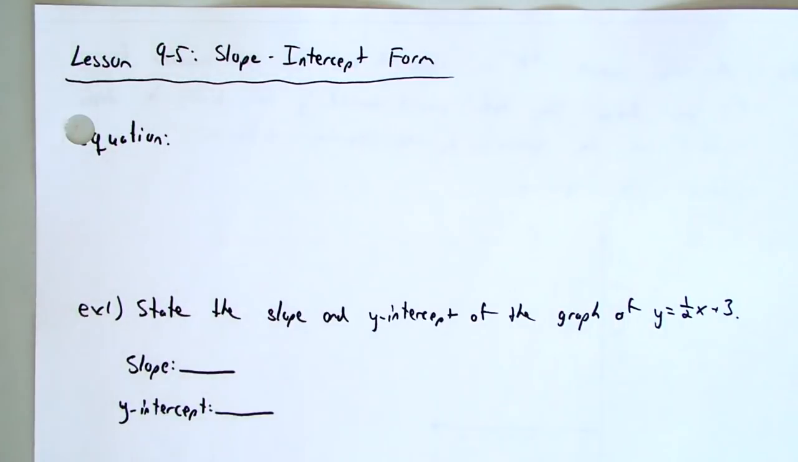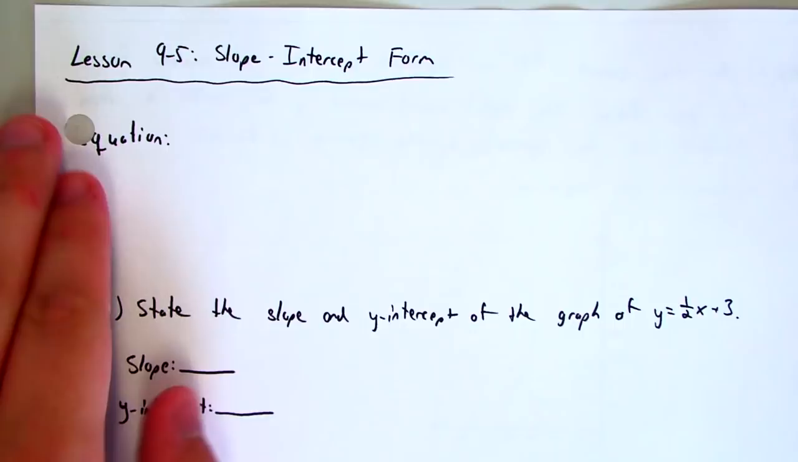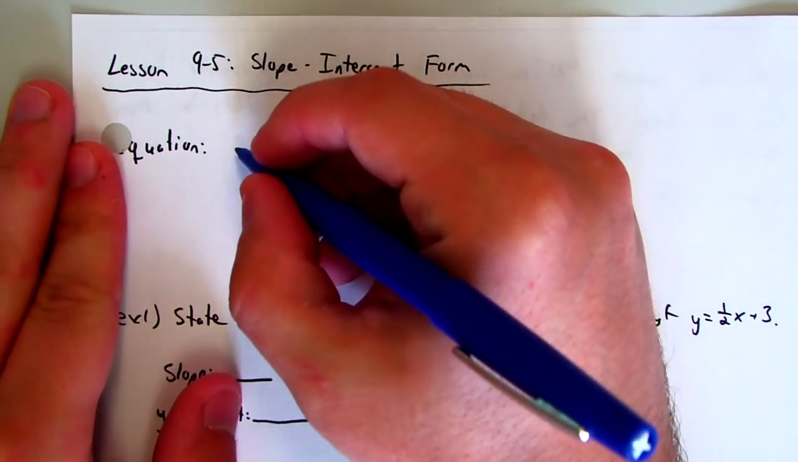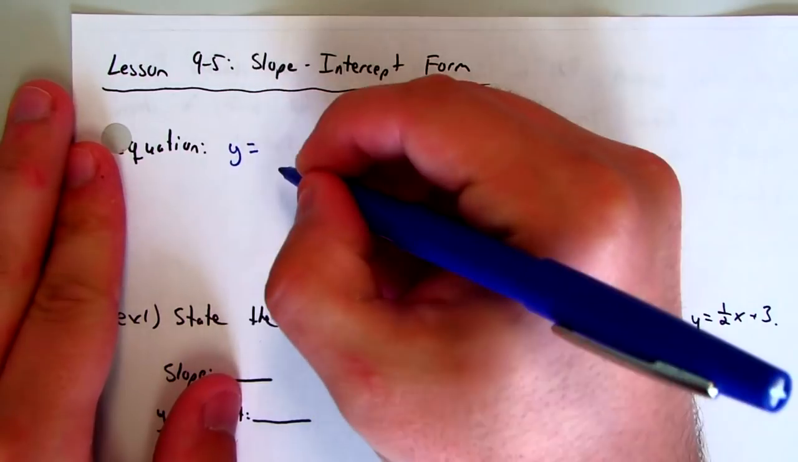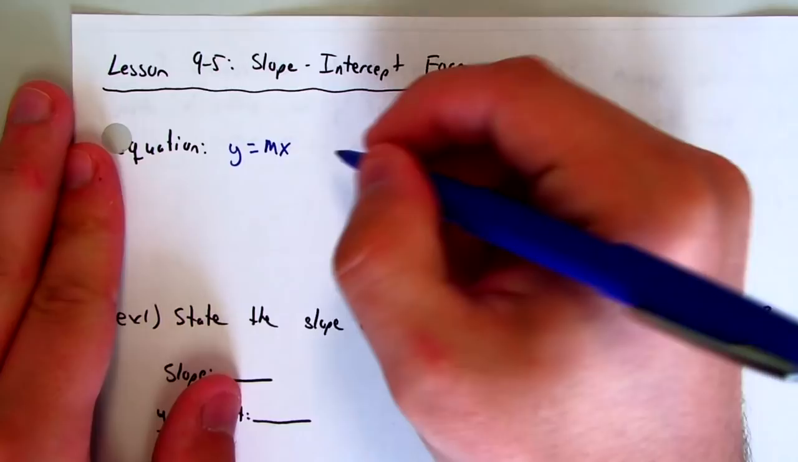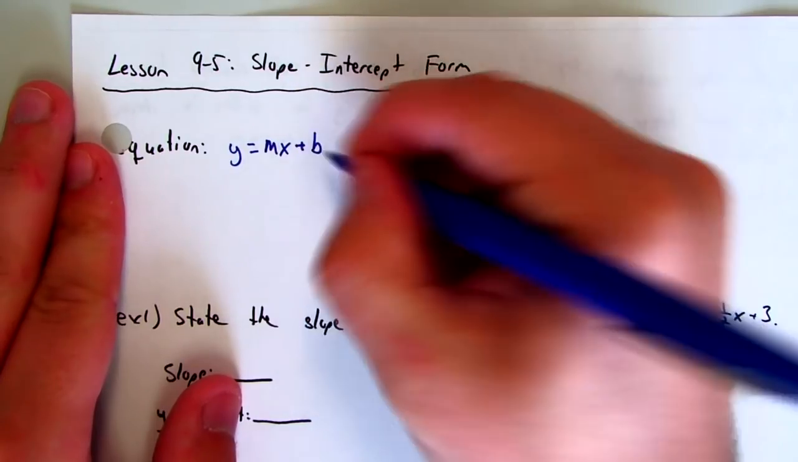All right, today we're going to be talking about Chapter 9, Lesson 5. This is Slope-Intercept Form. So when we are talking about slope-intercept form for an equation for a graph, what we're really going to be looking at here is y equals mx plus b.